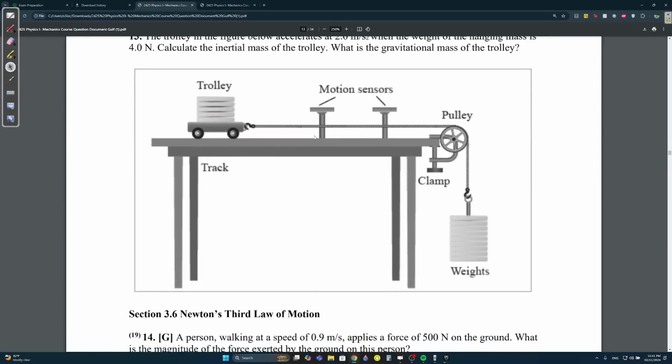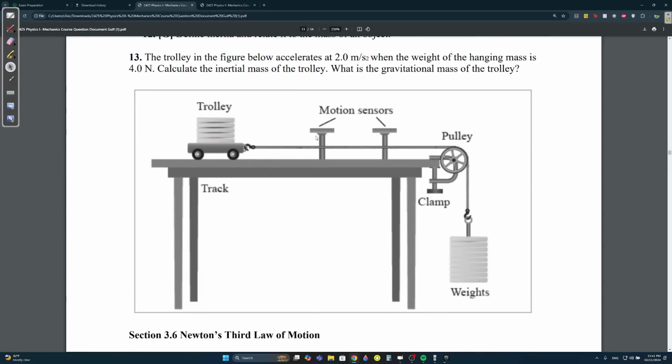The trolley in the figure below accelerates at 2 meters per second squared when the weight of the hanging mass is 4 Newton. Calculate the inertial mass of the trolley. What is the gravitational mass of the trolley? Okay, F is equal to ma. The force is 4. The acceleration is 2. So 4 equals m times 2. So m is equal to 2 kg.